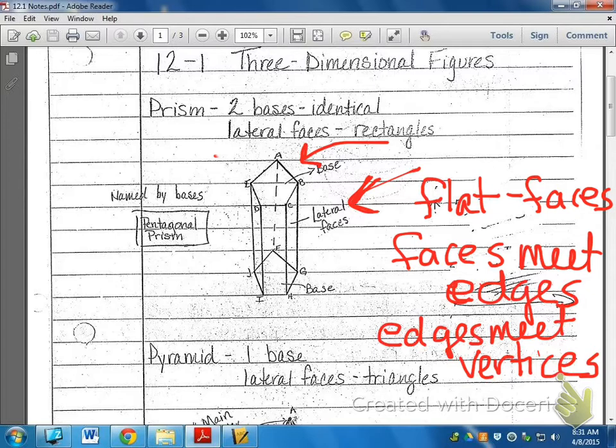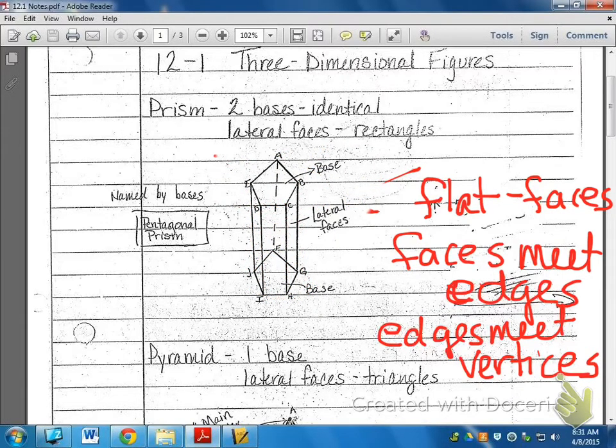How many edges does the top face have? 5. Because it's a pentagon, there's 5. How many edges are in that entire shape? 15. Tell me where you get 15. 5 times 3, because there's 5 around the top base, there's 5 around the bottom base, and then there's 5 vertical ones around the lateral faces. So there are 15 edges.